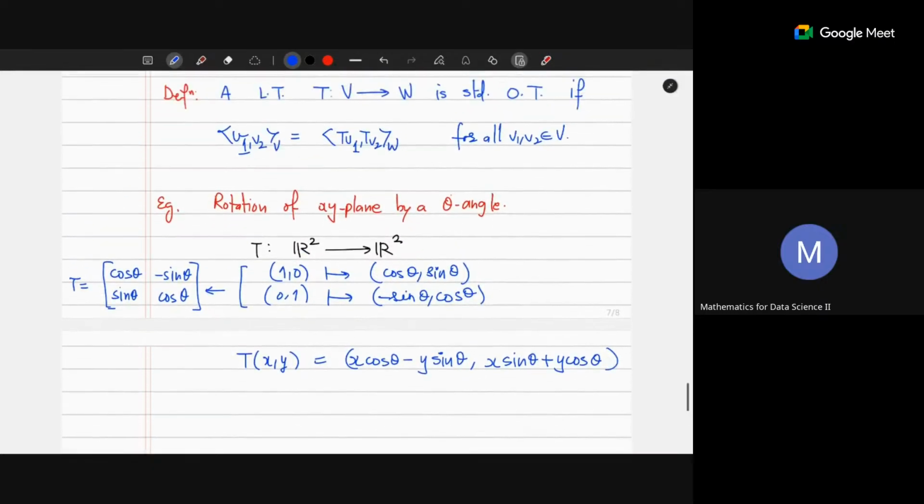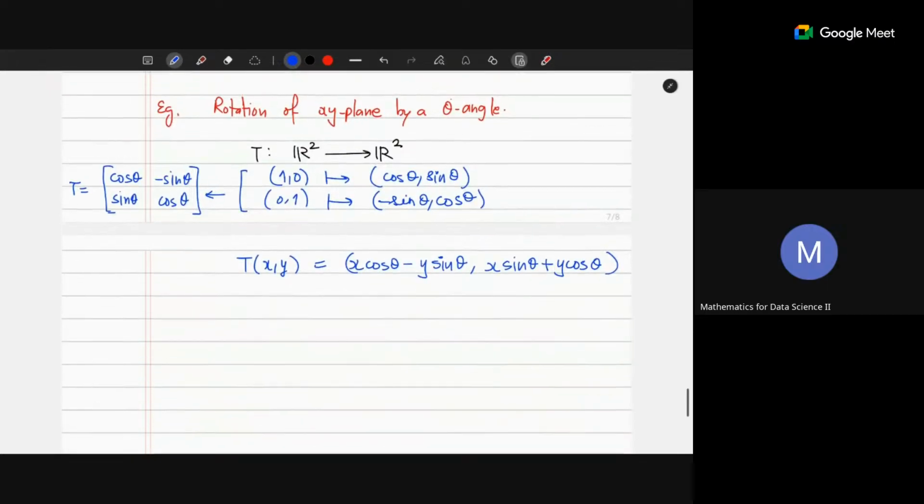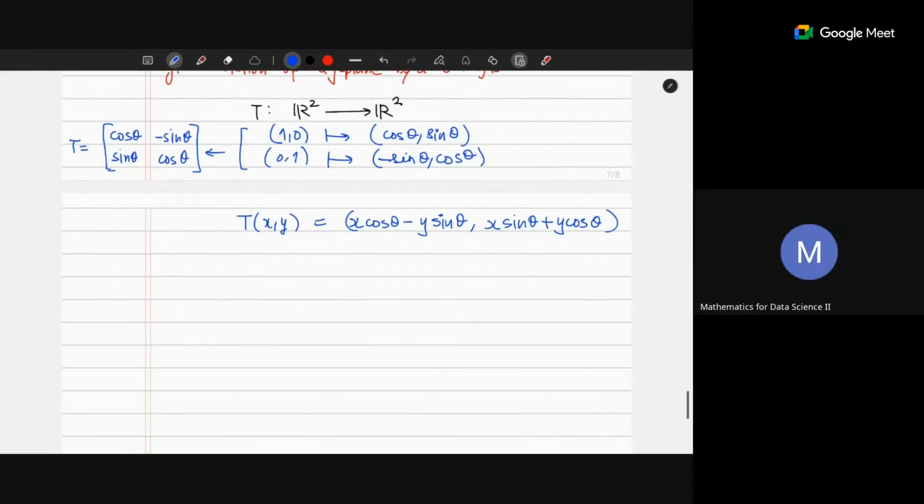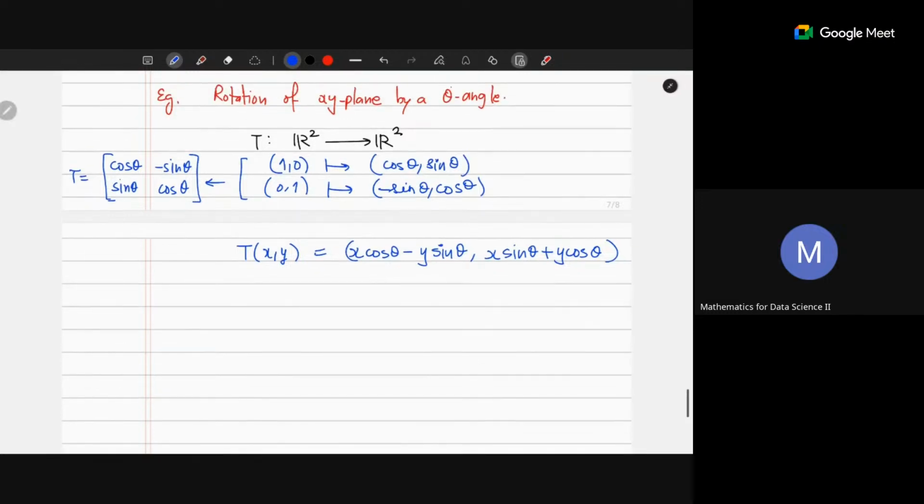Now, as we have noticed earlier, you can notice here as well that it preserves the inner product. It is an orthogonal transformation. Let's check that.